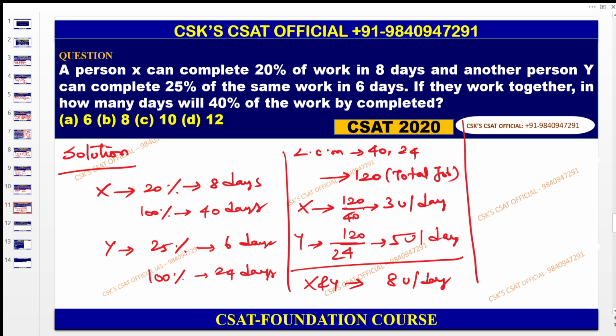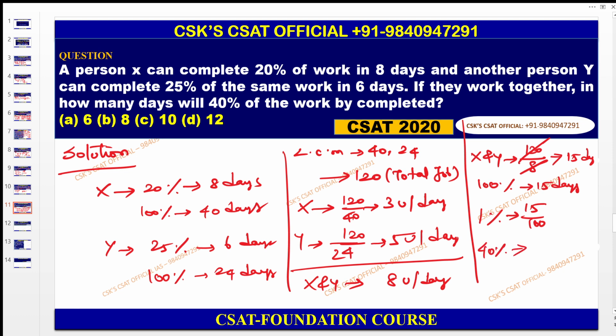So 100% of the job, X and Y together, is 120 by 8, which completes in 15 days. So 100% is equal to 15 days. We need to find out 40%. Therefore 1% is equal to 15 by 100.